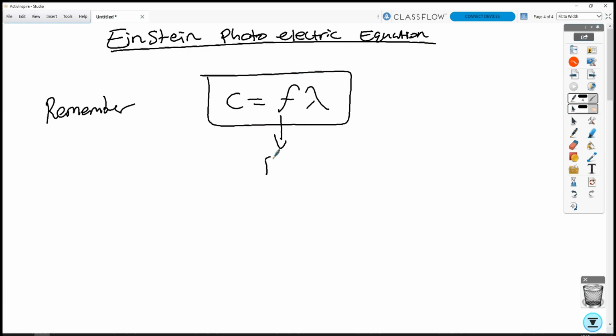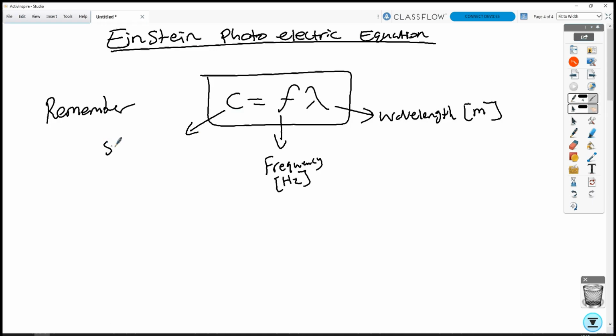So we've got frequency measured in hertz. We've got wavelength measured in meters. And we've got the wave speed. Now in this case, the wave speed is just going to be the speed of light, which is equal to 3.00 times 10 to the 8 meters per second.